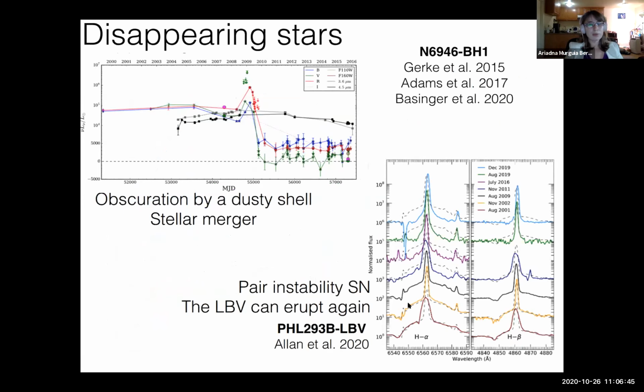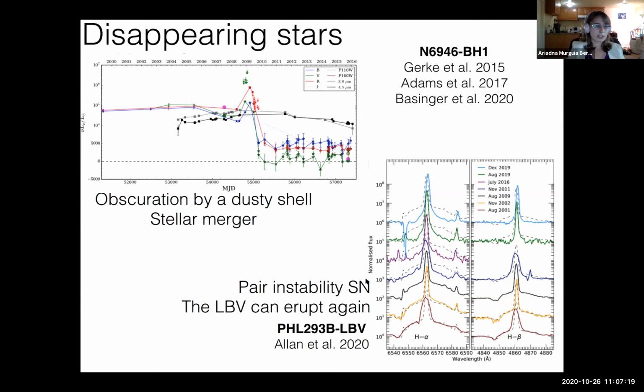So one of the possibilities for N6946BH1 is that it was obscured by a dusty shell from a companion, but that has actually been ruled out because it is inconsistent with late-time evolution. Another option for this particular star is that it could be a stellar merger, where the envelope is ejected at very low velocities. And there's also formation of dust, which would explain the dusty galaxy where they found it. But the problem with that scenario is that this would have definitely been a luminous transient, and we didn't see anything. So no stellar merger.